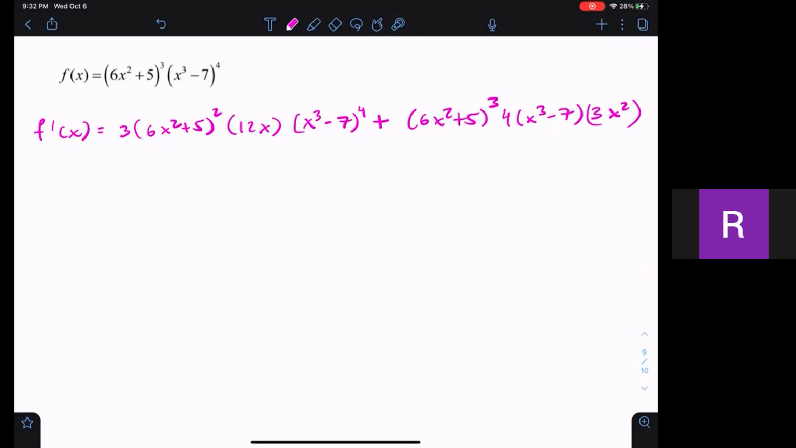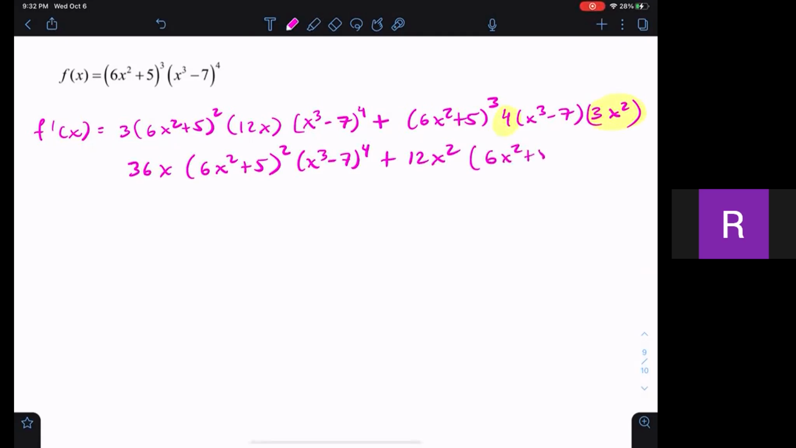So we get here 36x, 6x squared plus 5 to the second power. And then we have x cubed minus 7 to the fourth plus, well, we can combine these two. So that's going to be 12x to the second, 6x squared plus 5 to the third, x cubed minus 7.